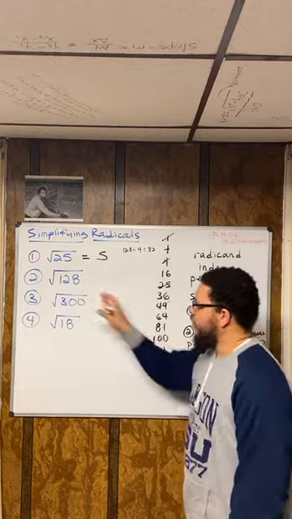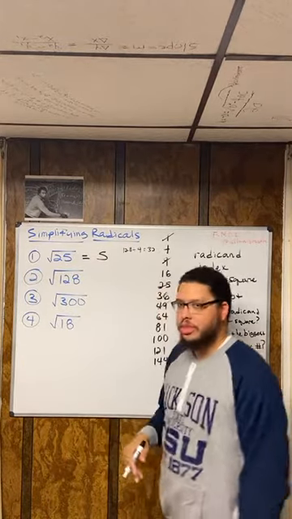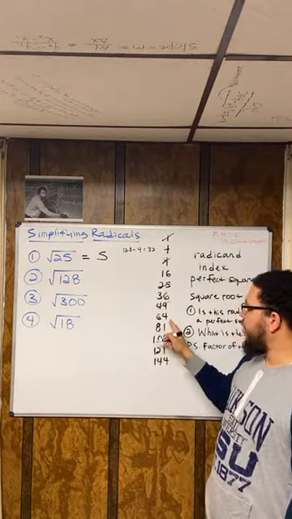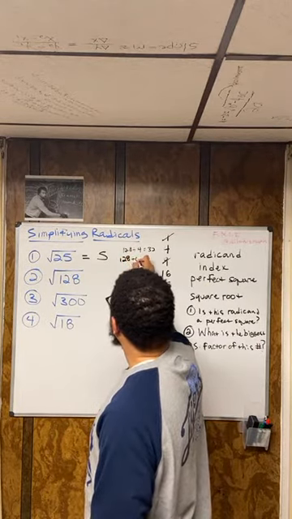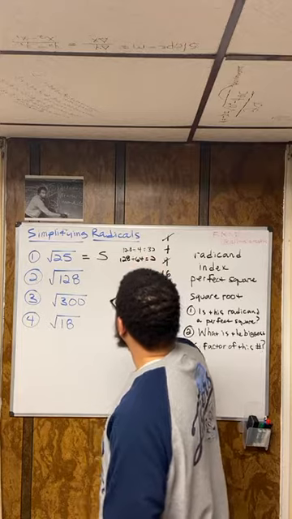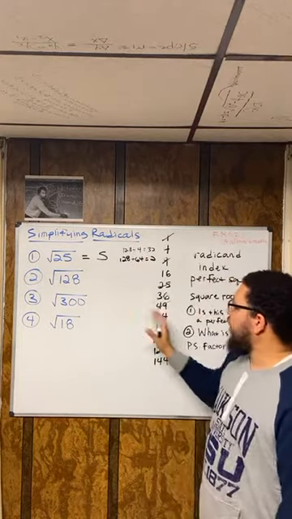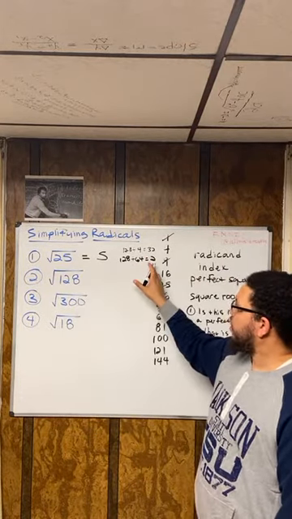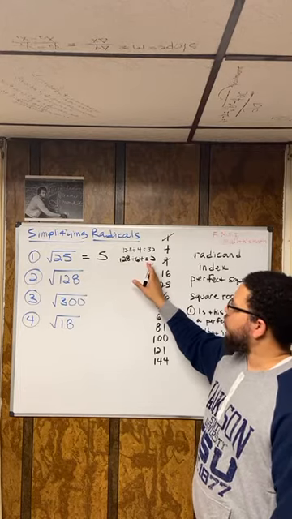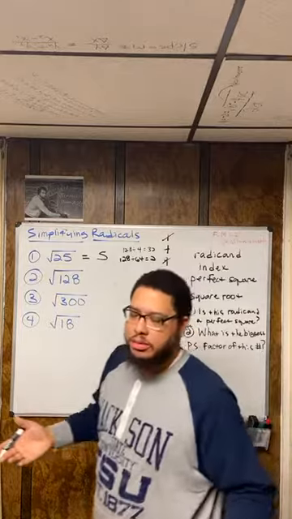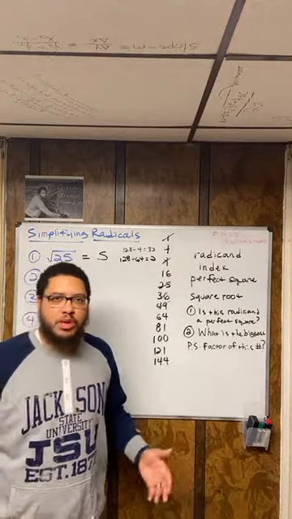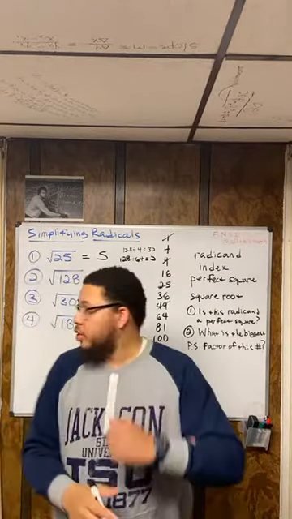Will 64 divide into 128? Yes, it will. 128 divided by 64 is equal to 2. So that means 64 divides evenly into 128. Now that I know this, what do I do with this information? Why do I care what the biggest perfect square factor is? Because watch this. This is what I'm going to do.